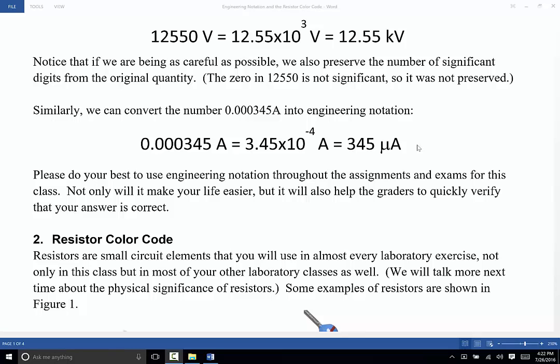So my suggestion to you would be to do your best to use engineering notation throughout the assignments and exams for this class. Believe it or not, it will make your life easier, but it'll also help us, the graders and the professors, to quickly verify that your answer is correct.